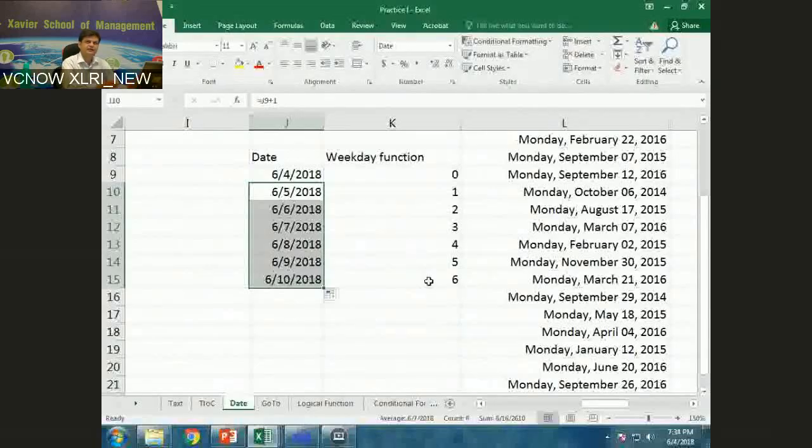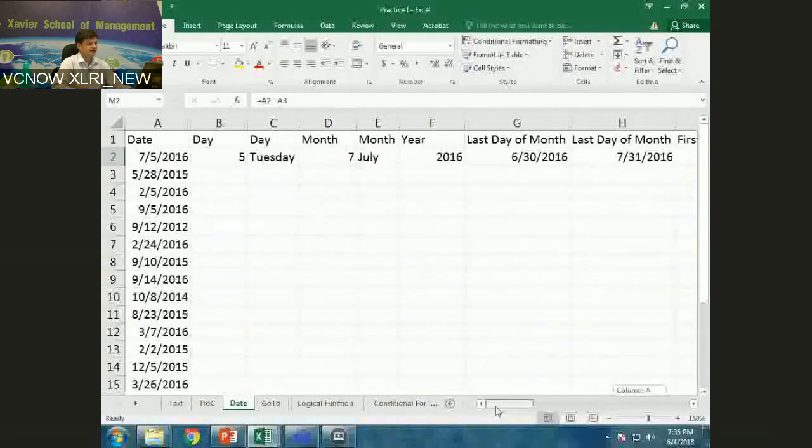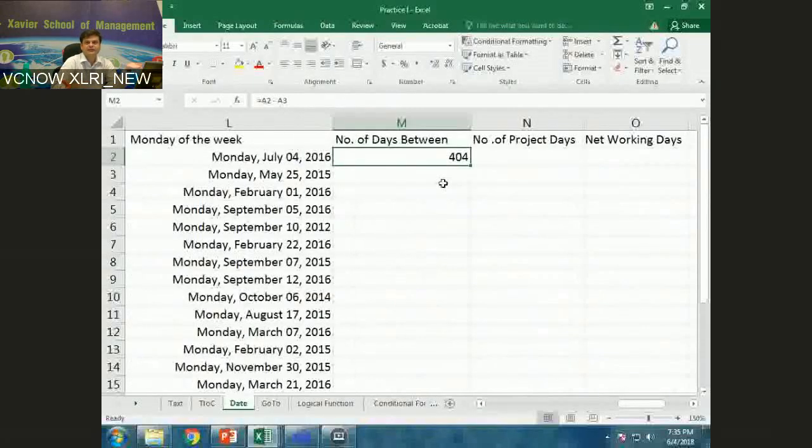The number of days between, because as I told you, Excel stores dates as numbers, these things become easy. If you do A3 minus A2, it gives you the number of days between the two dates. Oops, sorry, it should be A2 minus A3, right? So 404 days, because A2 is 2016, A3 is 2015. So that's the reason why I have done A2 minus A3. Simply subtract, and it gives you the number of days. So I have 404 days.